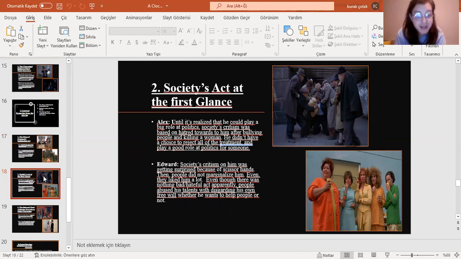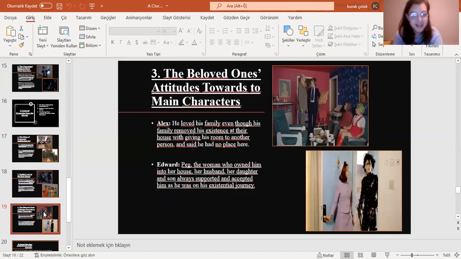When we look at Edward, society's criticism of him was surprise because of his scissor hands, and people did not marginalize him; they even liked him a lot, even though there was nothing bad or hateful in his acts. Apparently, people abused his talents, disregarding his own free will, whether he wants to help people or not. So that's the problem.